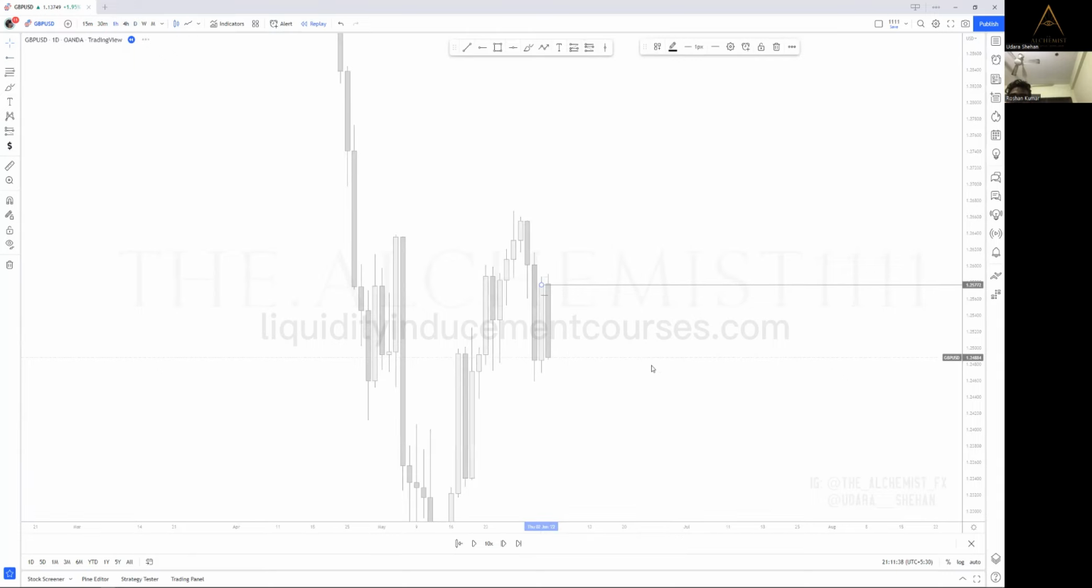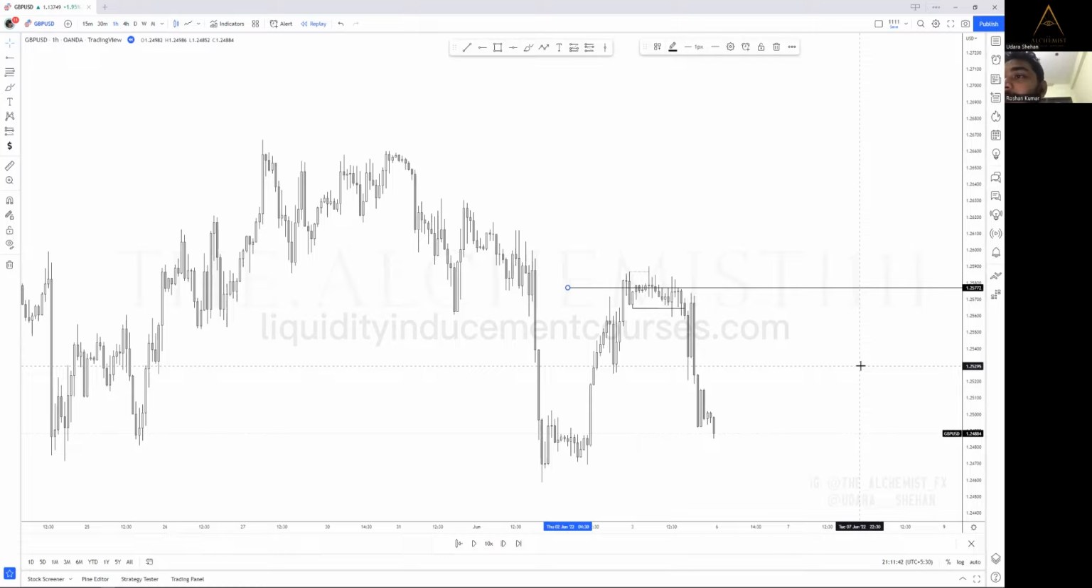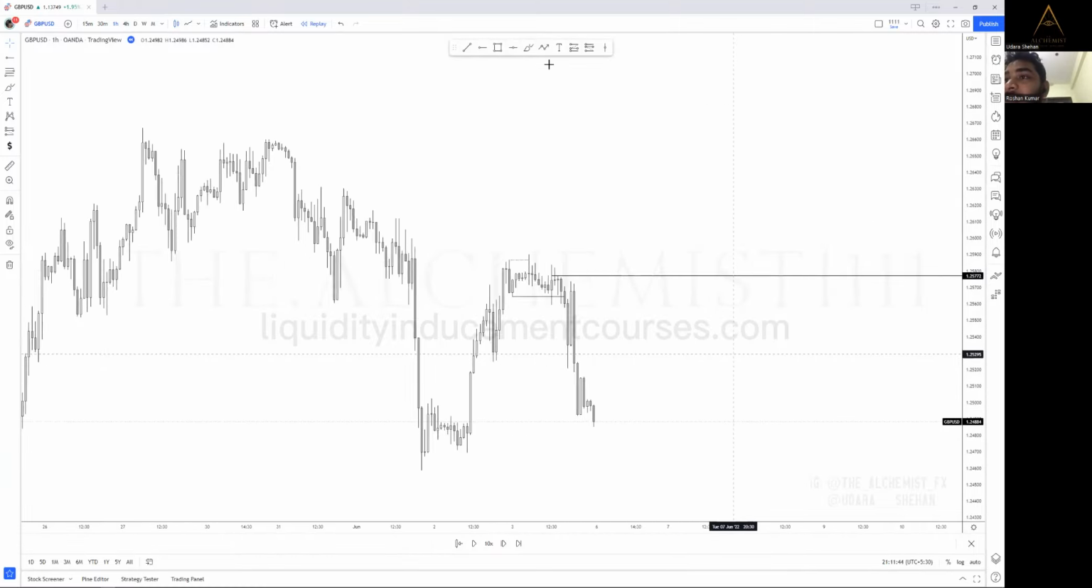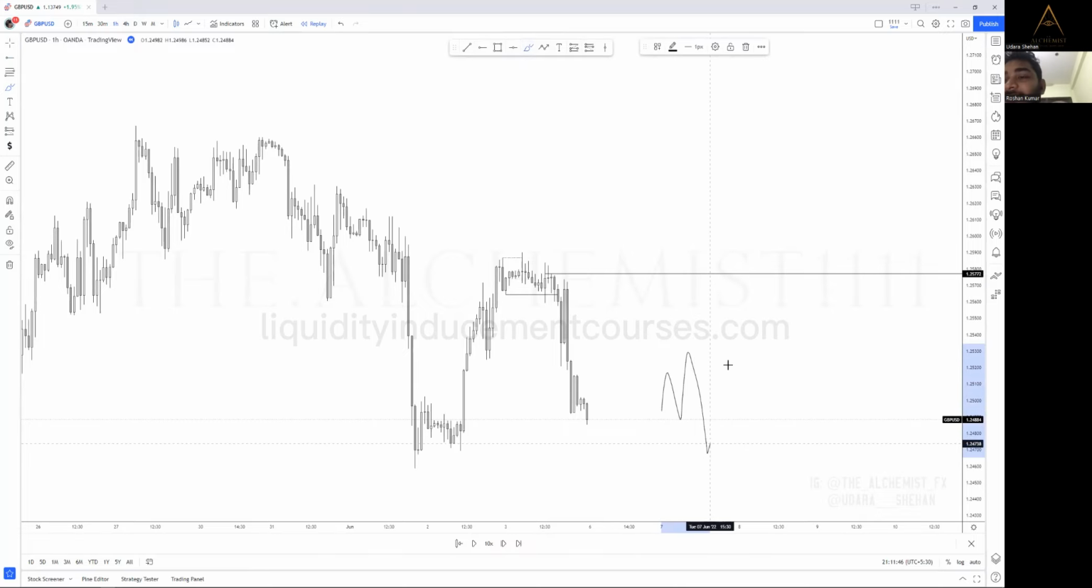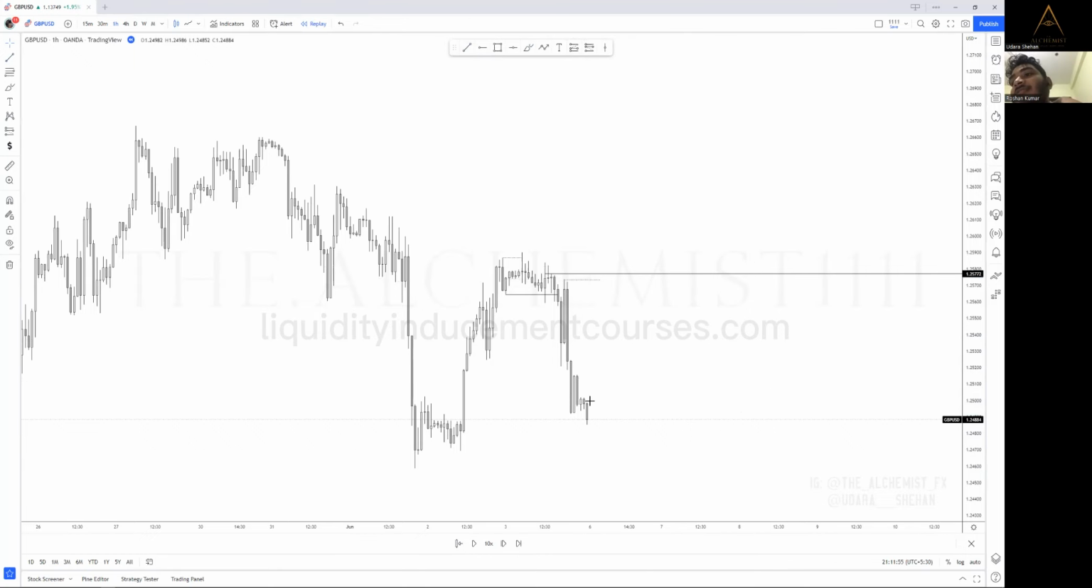So now if I go back to the H1, once again we have that same exact setup I told you about. Can you see that? Right here. Liquidity and the sell. So where's the liquidity? Here we have a swing high, very clearly. A swing high. Now this is not just a random swing high.